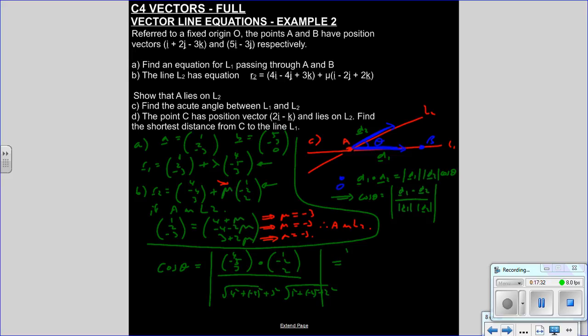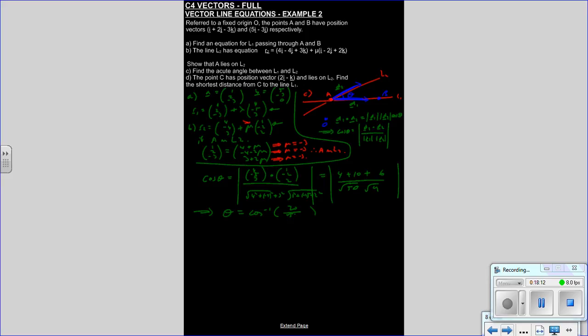How do you do the dot product? You know it's top times top, middle times middle. So that's 4 plus 10 plus 6. Do you see? Minus 5 times minus 2 is 10. All over, and let's go for it. So 4 squared, 16, plus 25 plus 9. So that's root 50. And 1 plus 4 plus 4 is root 9. Hopefully I haven't made any mistakes, and therefore theta is going to be cos to the minus 1. That value is positive anyway, so it doesn't matter. So 4 plus 10 plus 6 is 20 over root 50, root 9.